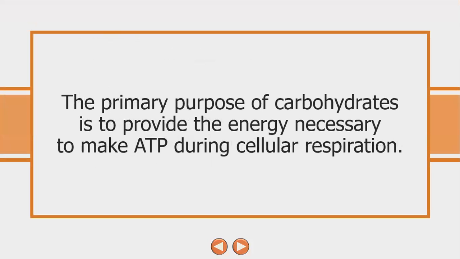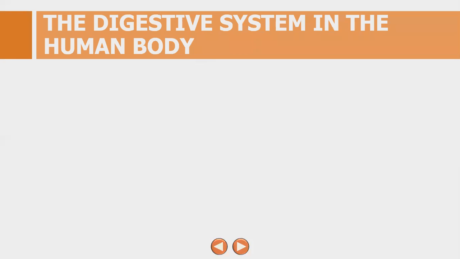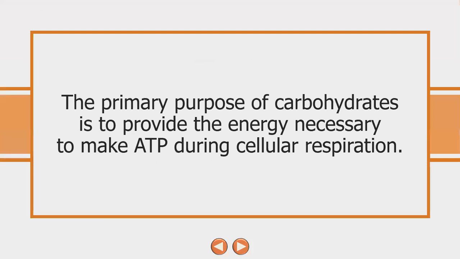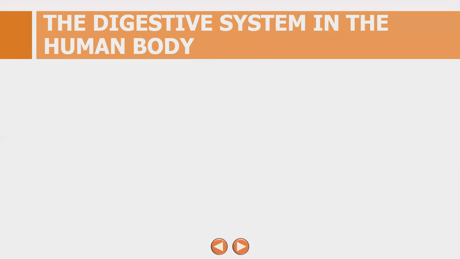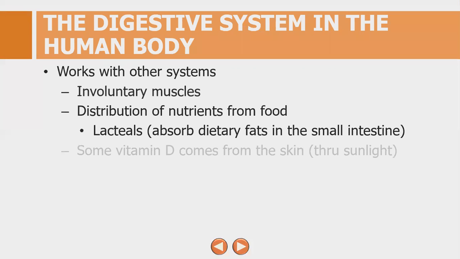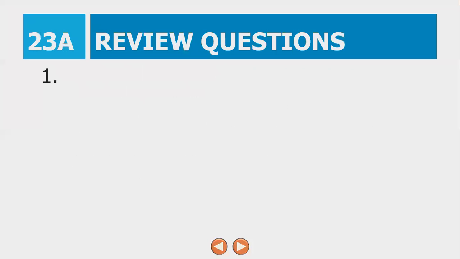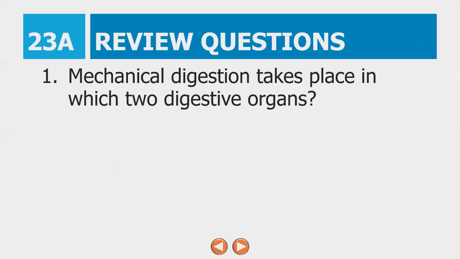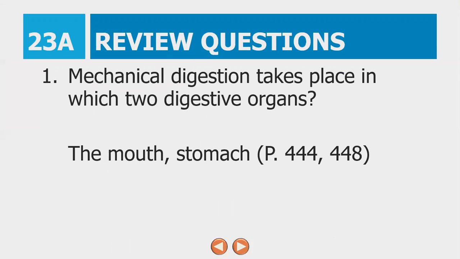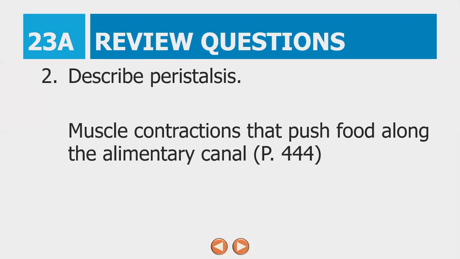We talked about the urinary system. I'm sorry, this is still the digestive. The primary purpose of carbohydrates is providing energy necessary to make ATP during cellular respiration. We just briefly went over how it works with other systems. I had a couple of questions here we went over. Again, make sure you review the Monday and Wednesday videos.